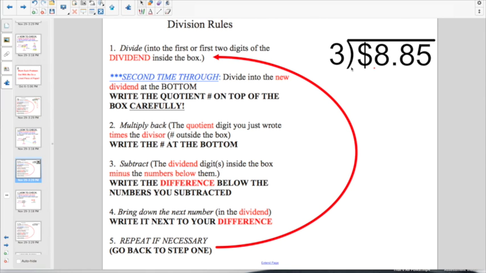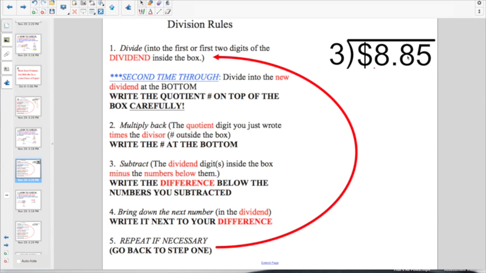Let's go ahead and start our second problem. On your paper, I want you to write down $8.85 divided by 3. Write it nice and neat. 99.9% of dividing problems come from people being too sloppy.